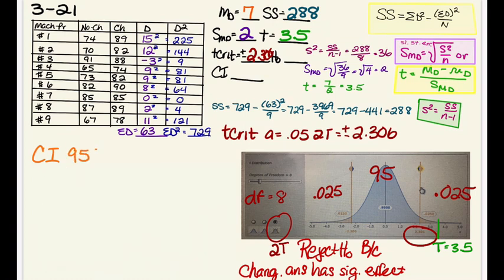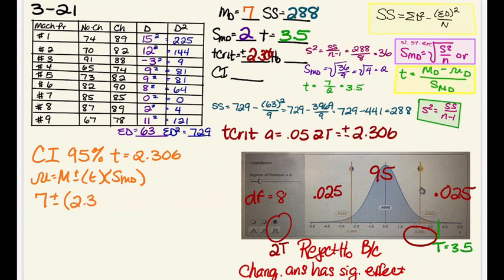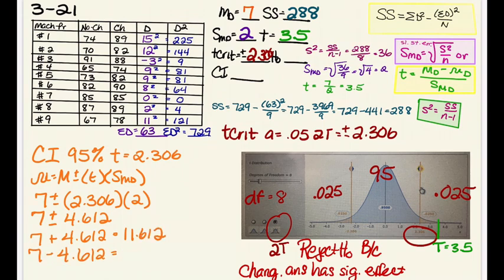Now we're asked to construct a 95% confidence interval to estimate the size of the population mean difference. We already know that for a two-tailed test with an alpha level of 0.05, our t level will be 2.306. So we'll take that t and multiply it by our standard error, and we'll add or subtract that number to our sample mean.